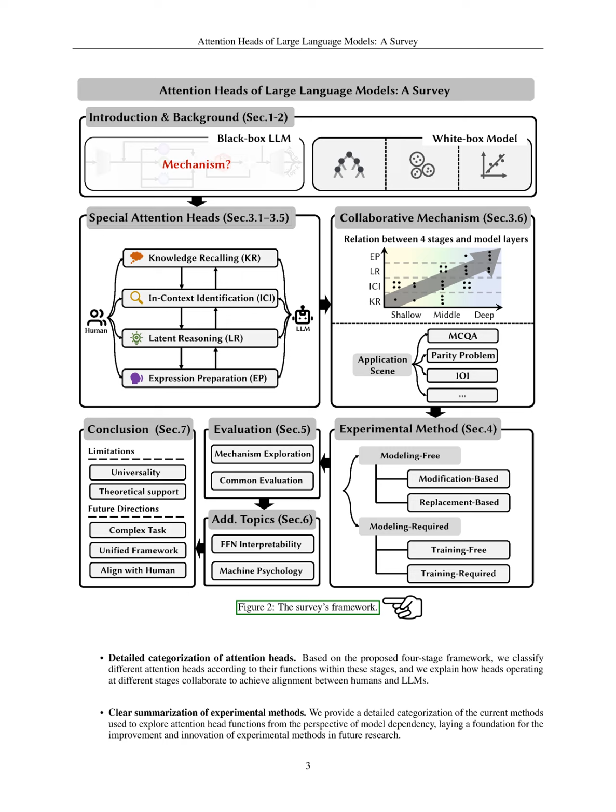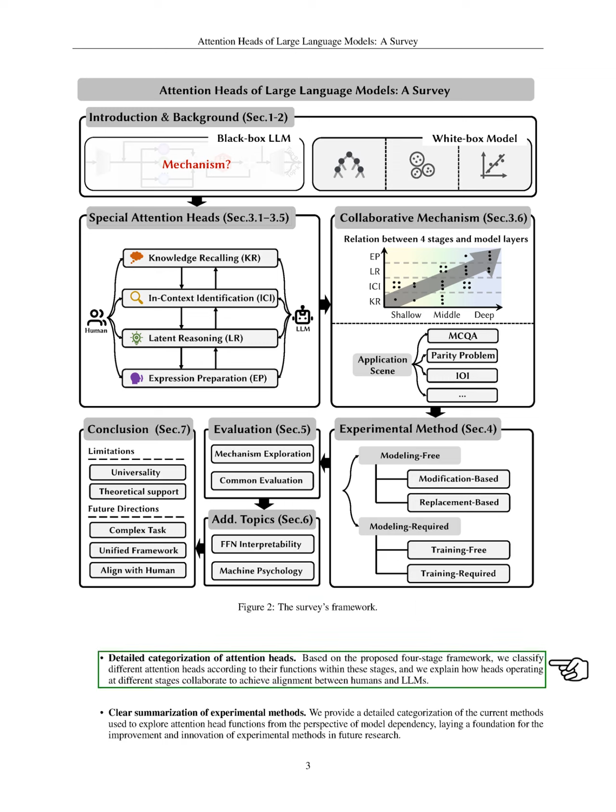To uncover the specific functions of these special heads, we primarily use experimental methods. We categorize these methods into 2 types: modeling free and modeling required. Modeling free methods do not need new models and are widely used in interpretability research. They typically involve changing a latent state during the reasoning process and using logit lens to connect the results to token probabilities. By analyzing the differences in logits, we can infer the effects of these changes. Modeling free methods include activation patching and ablation study. We further divide these into modification-based and replacement-based methods.